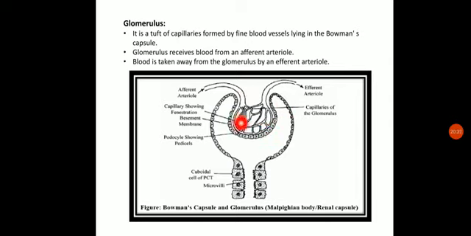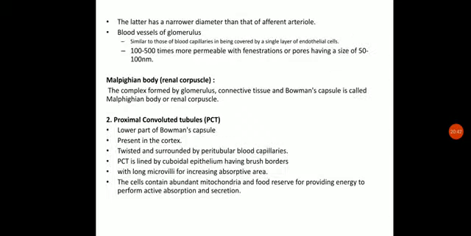So this structure having this Bowman's capsule and this glomerulus, which are connected with each other by the connective tissue, is called the Malpighian body, or we can say renal corpuscle. You have seen this. Okay. So what are the Malpighian body or renal corpuscles? A complex formed by the glomerulus and Bowman's capsule, which are connected by connective tissue.